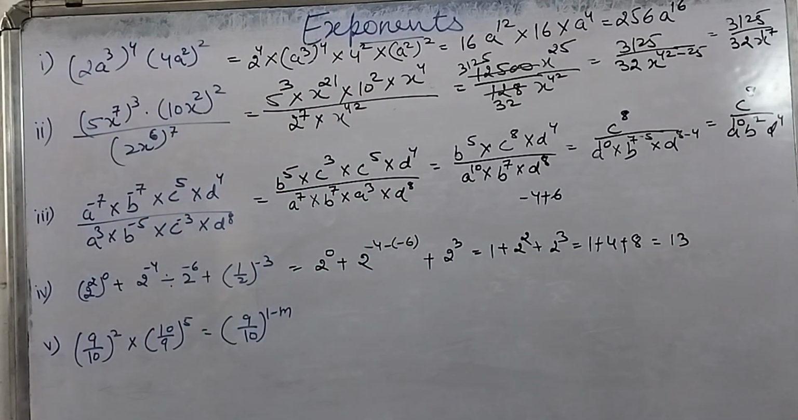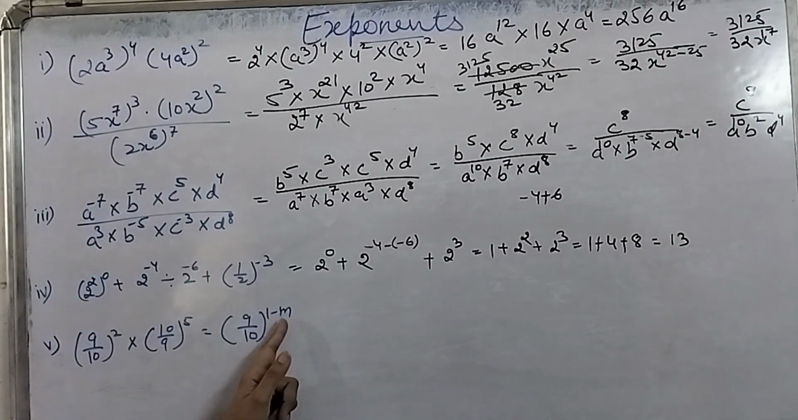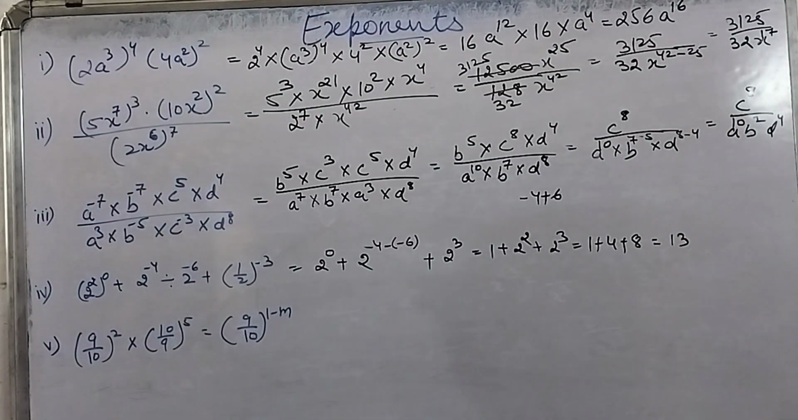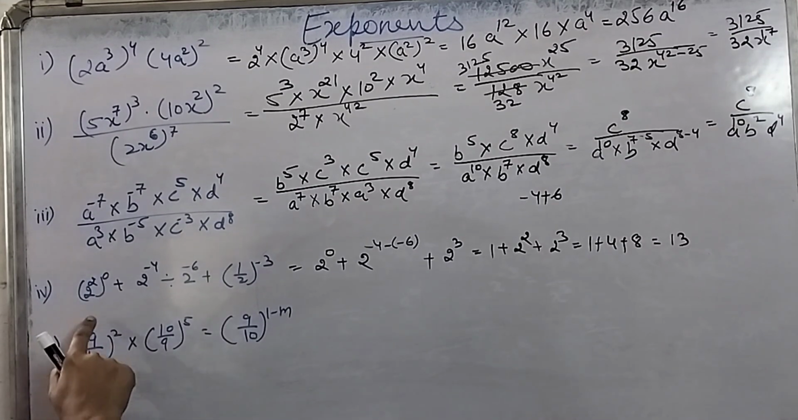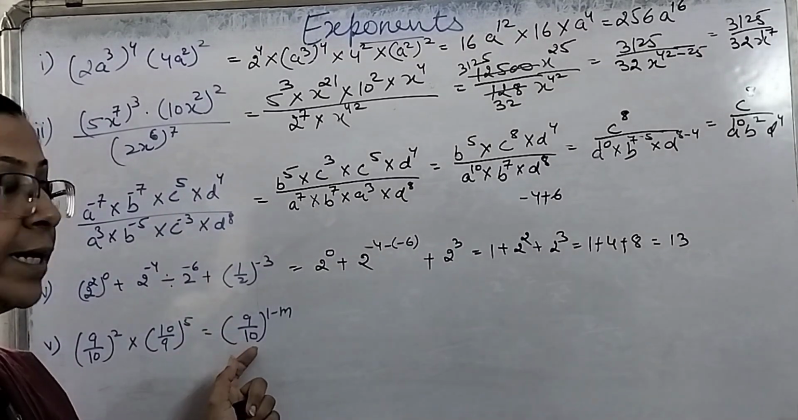Now let's see the last question. Over here we have to find the value of m. If this is the given expression, we have to find the value of m. Here we can see the base is the number is your 9 upon 10 raised to the power 2. Here the number is 10 upon 9. Just reciprocal of your 9 upon 10. Here again it is your 9 upon 10.